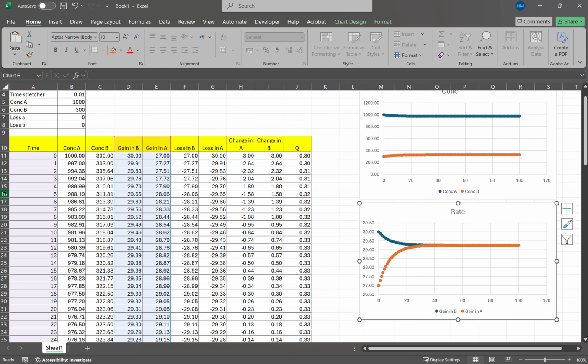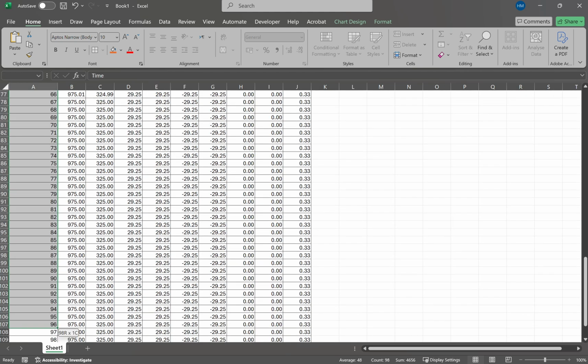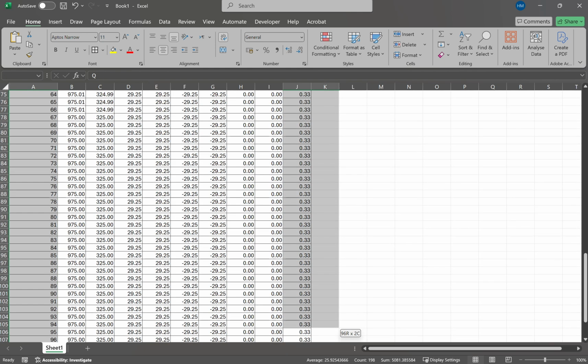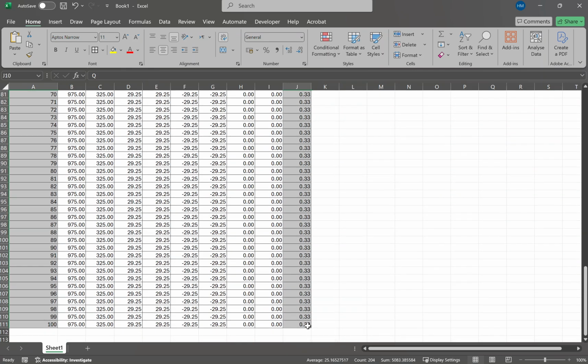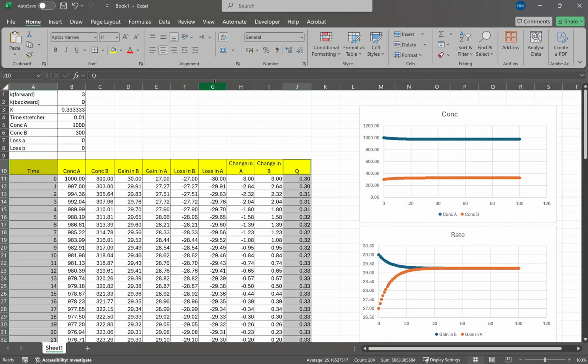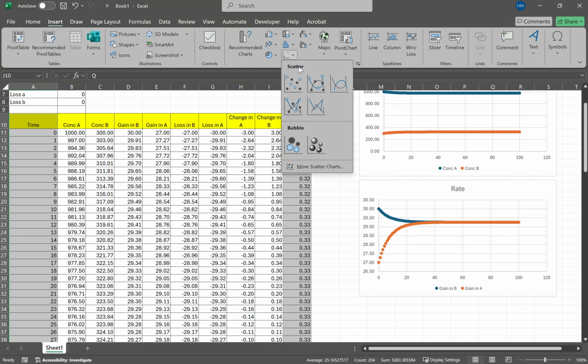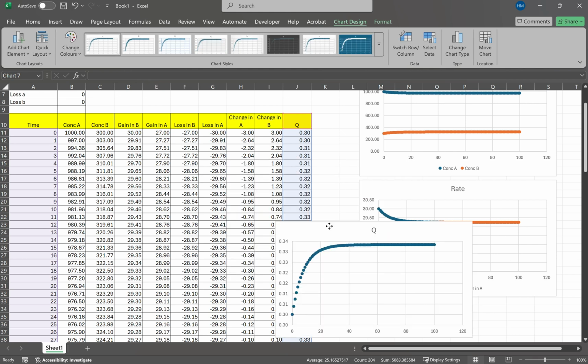Okay, so let's get a graph of Q against time. So we're going to select our time, then hit Control, keep Control pressed, and select Q. And then we can insert that. And we get this.